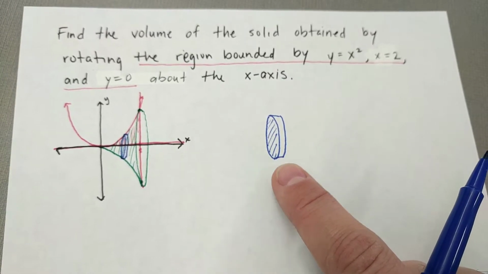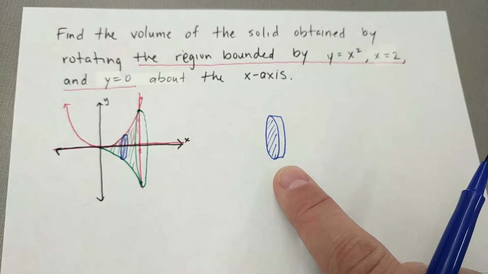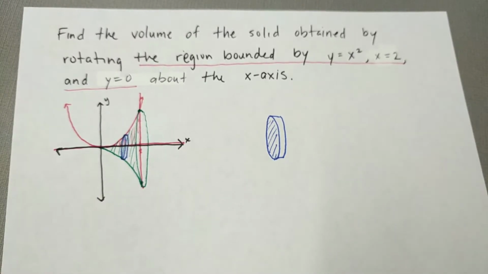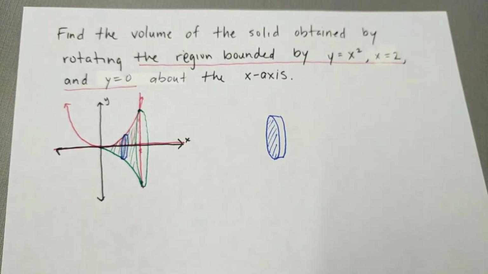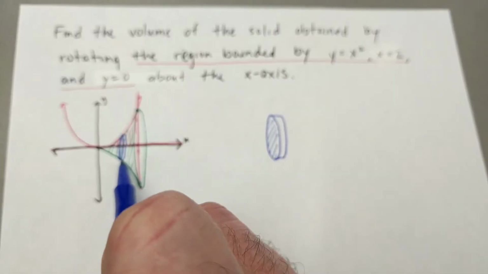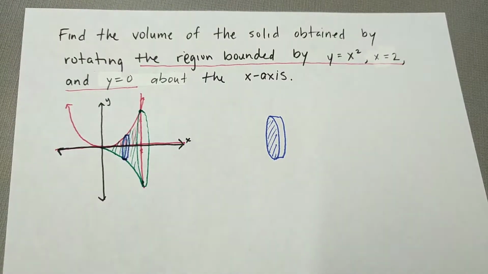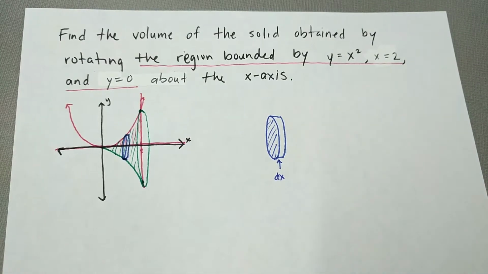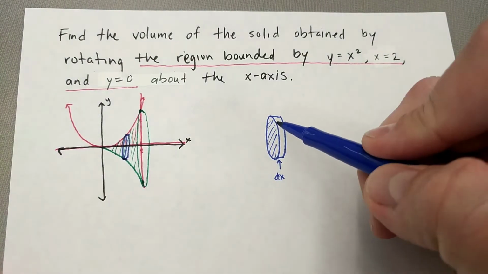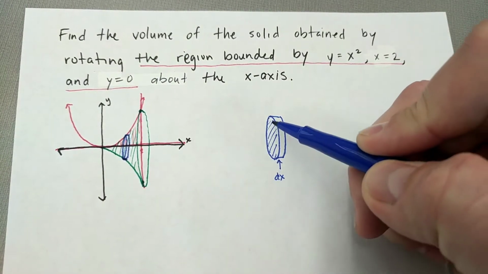So let's focus on what the volume is. The way we find the volume is we think about the area of the face of it, and then multiply it by the depth. Let's figure out that depth real quick. That depth is this little length right there. It's horizontal, it's tiny. What do we call it? dx.